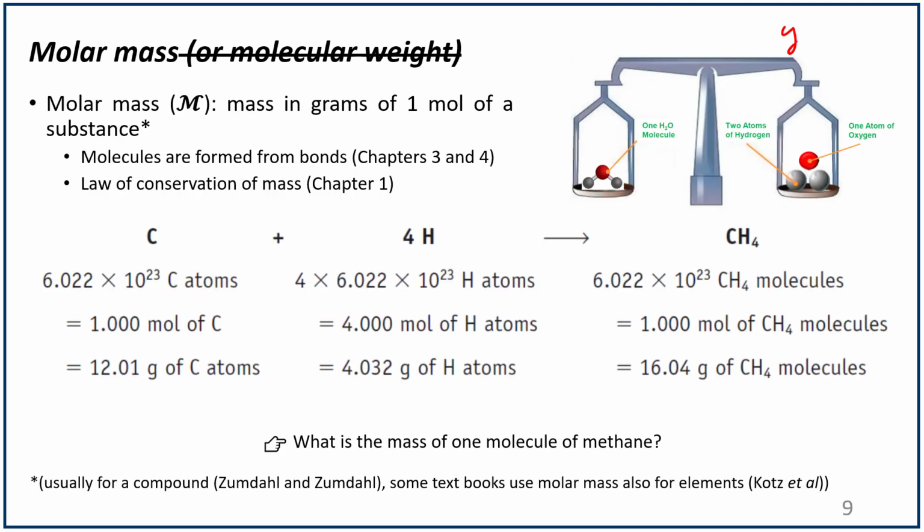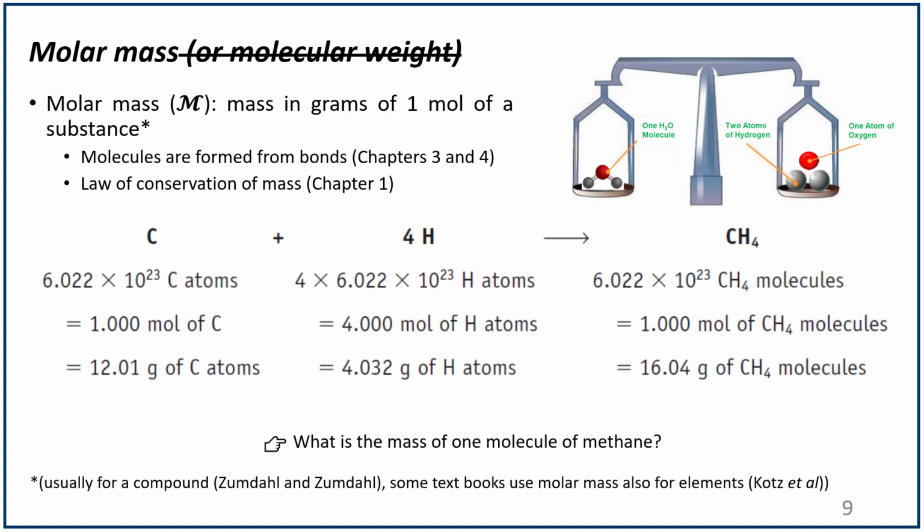Now, I did say that people mostly use molar mass for compounds. Using the same things that we've done before with dimensional analysis, we can do this for compounds as well. But remember that compounds are formed from bonds with elements. Elements bond with themselves and as a result form molecules.